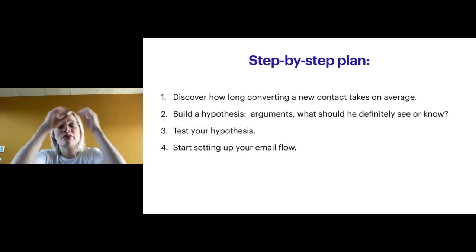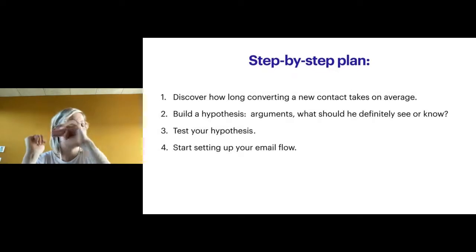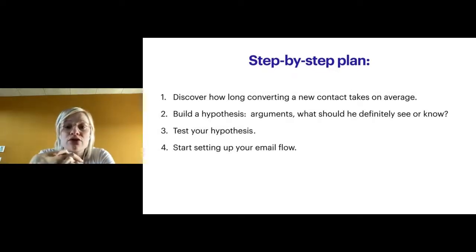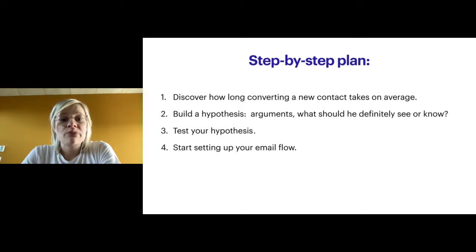What was the determining factor for them to choose or not choose a competitor over you? Which actions did they perform, and which information was decisive there? And then, as a third step, you want to test your hypothesis if you can. Are there any similarities among your new customers? Is this information correct for the majority of them? And then you're going to start setting up your email flow.